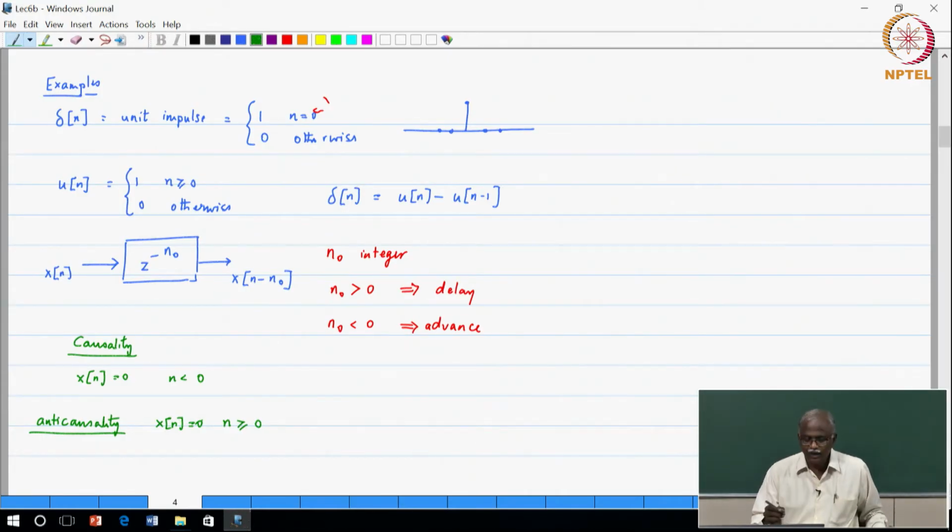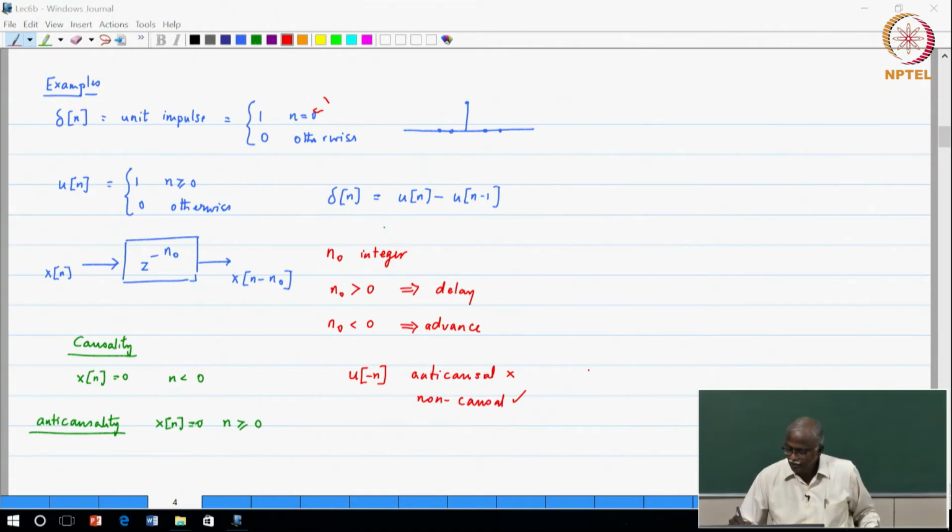Okay. So, let me ask you to answer a few simple questions. So, u of minus n, is it an anti-causal sequence? No, but it is non-causal. Okay. So, this is not anti-causal because it has got a value at n equal to 0. So, it is not anti-causal, and it is not causal either. So, it is actually non-causal.